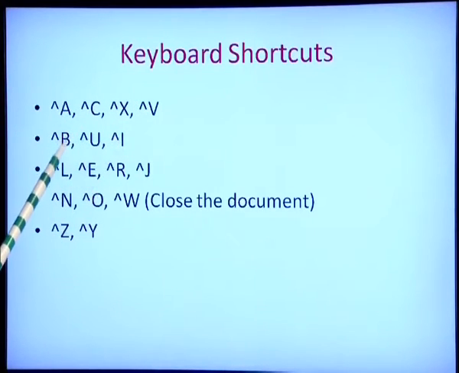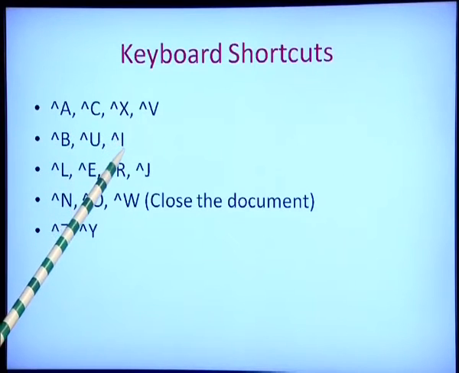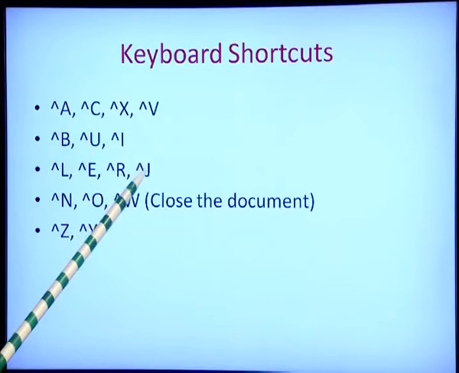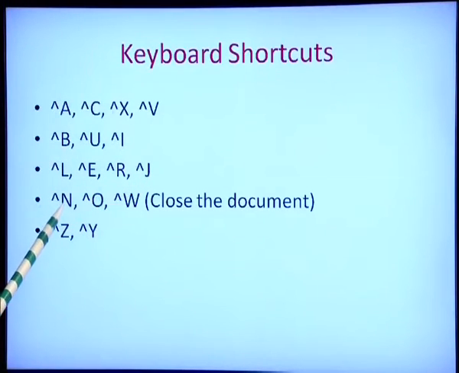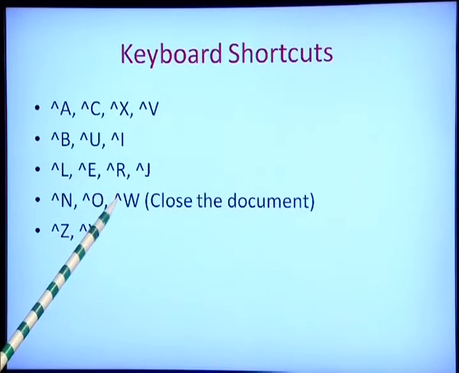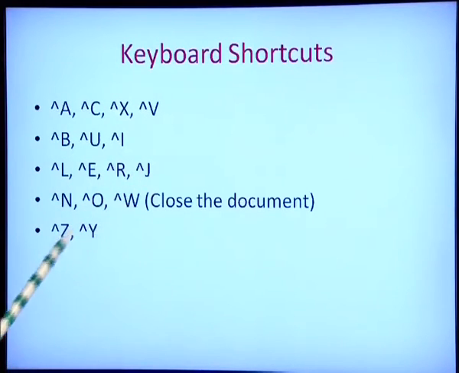Control B, Control U, Control I are to make a portion of the document bold, underline, italics, then left alignment, center alignment, right alignment, or justify. Control N is to create a new document, Control O is to open a document, and Control W is to close a document. Control Z is for undo, and Control Y is for redo. So, these keyboard shortcuts are also available, which make the job of working with documents easier.